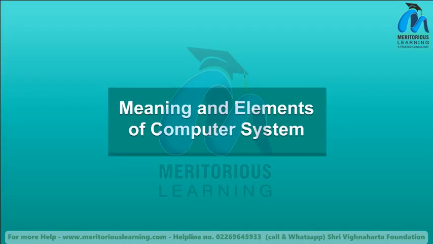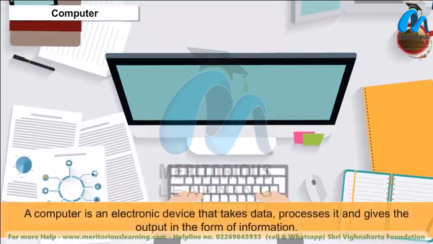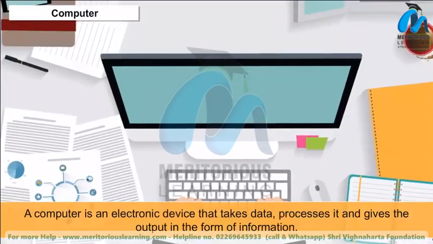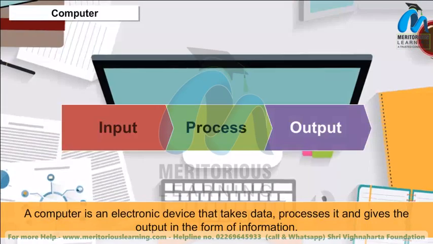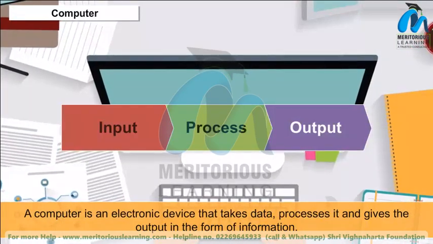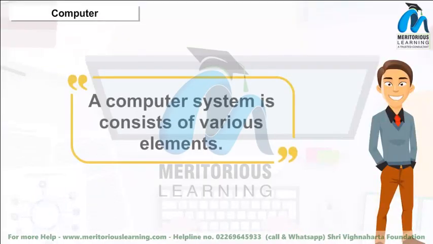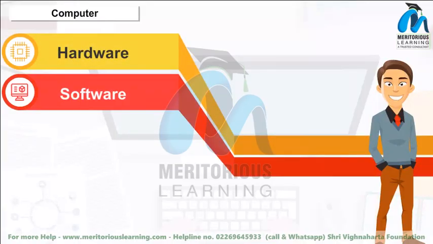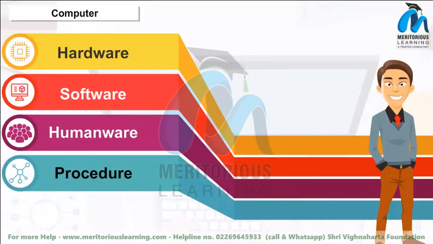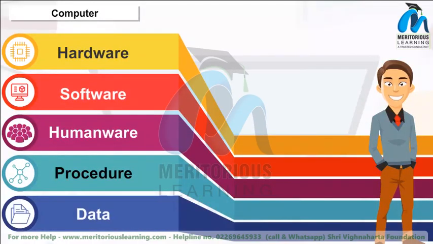Meaning and elements of computer system. Computer. A computer is an electronic device that takes data, processes it, and gives the output in the form of information. A computer system consists of various elements: hardware, software, humanware, procedure, data.